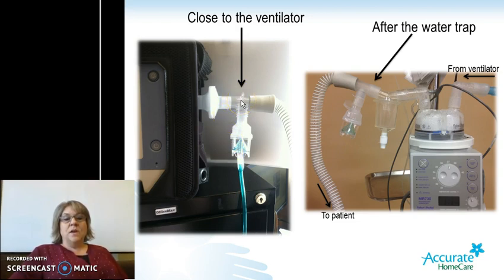So in this photo, you will see you have the ventilator, you have the bacteria filter, you have the nebulizer cup, and then you have the circuitry going to the patient. The other photo shows that the nebulizer is placed after the water trap. So you have the airflow from the ventilator going through the water chamber, coming through the water trap, and then you have the aerosol nebulizer in line to the patient.